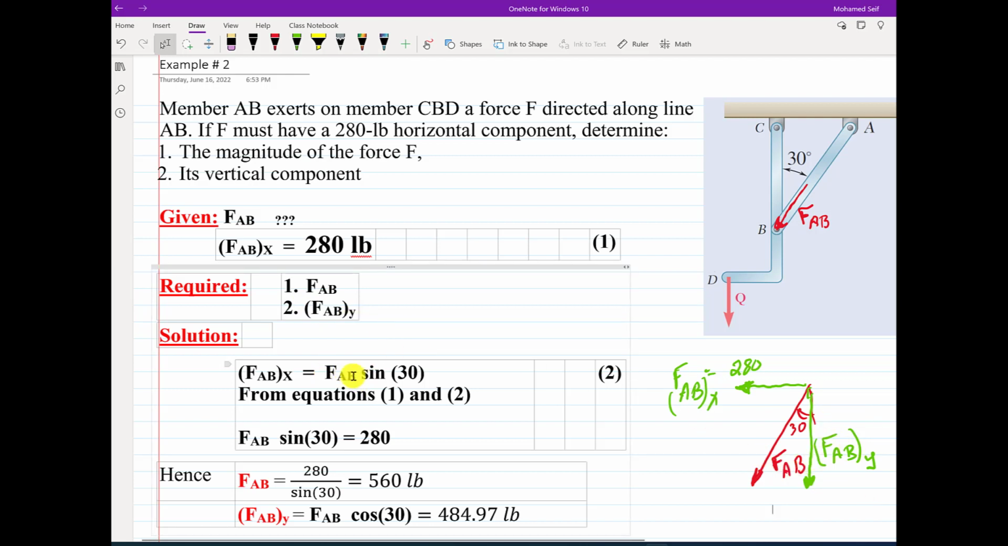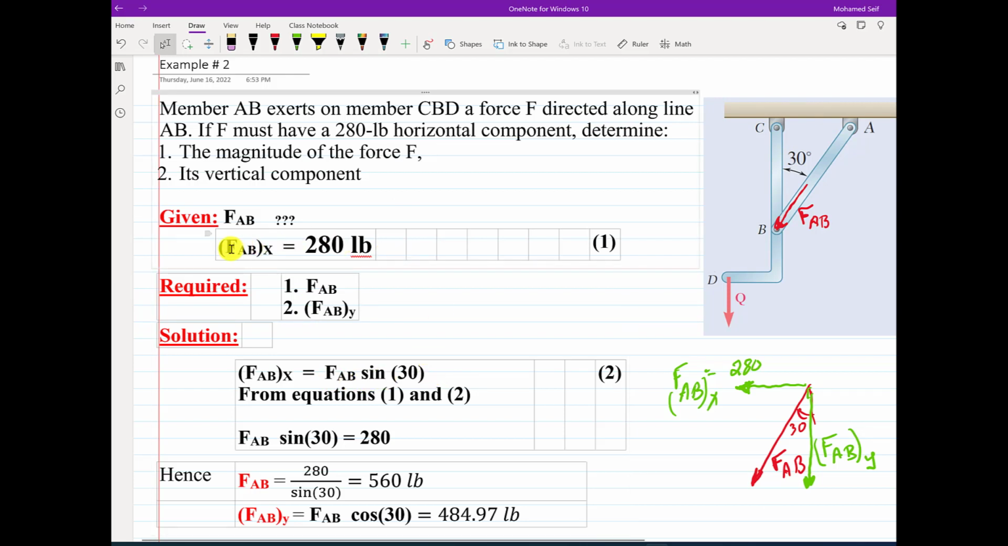Okay, so let's see what is given. It gives me that FAB X is equal to 280. So now let's go to the solution. The force FAB has two components, one in the X direction and one in the Y direction. The one in the X direction is equal to what? FAB multiplied by the angle with the vertical axis. So the X component will be sine. So FAB sine 30.